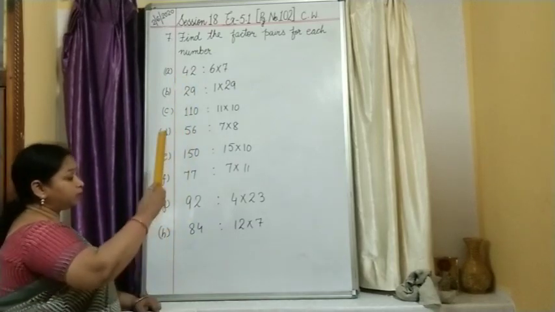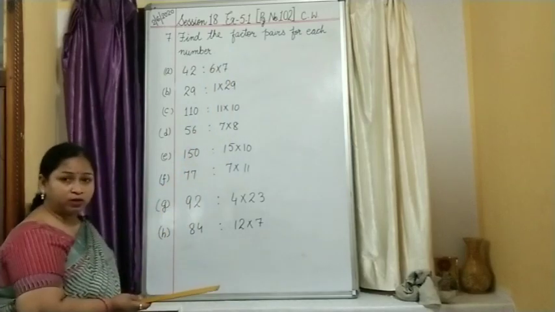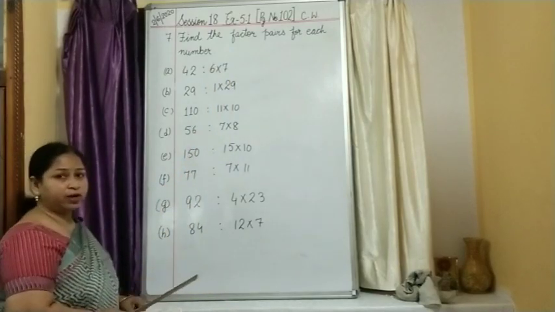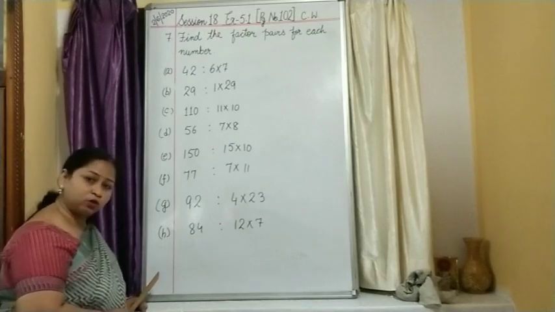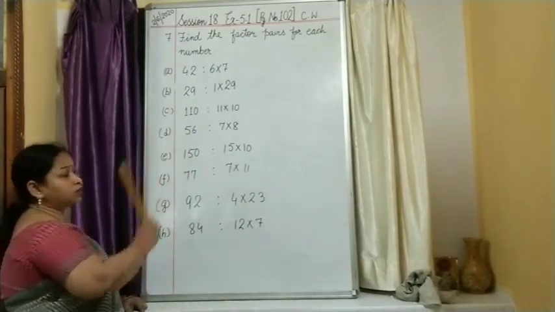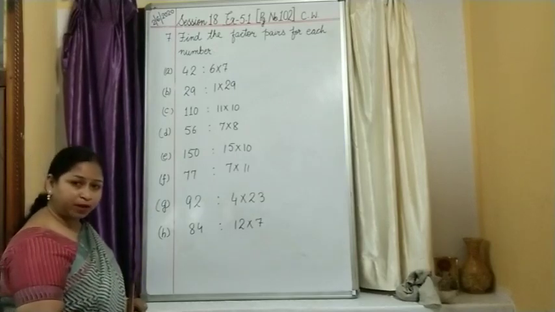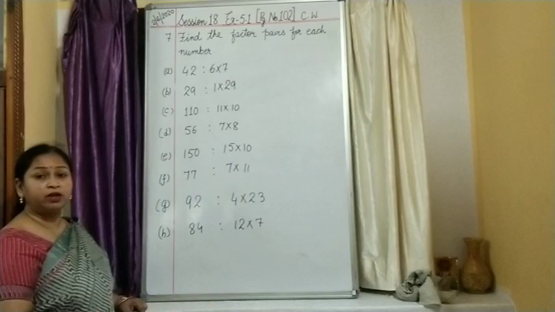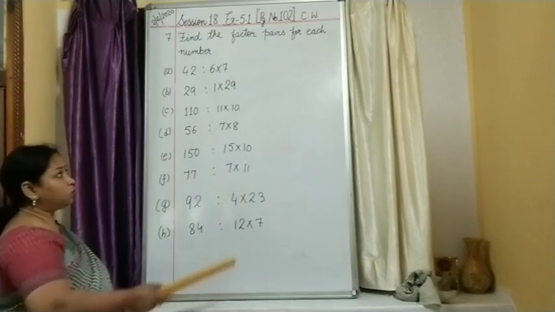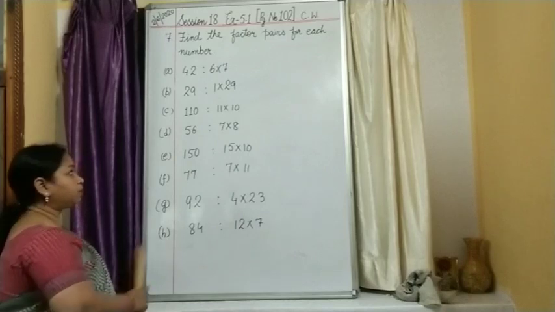So for example, here I have taken 6 into 7. 6 into 7 is 42. Okay. If you are writing 2 multiplied by 21, that is also correct. Okay. 29. But when you see this 29, you have only one pair. 1 multiplied by 29 or 29 multiplied by 1 is the same. Okay. So you have only one pair, that is 1 multiplied by 29.